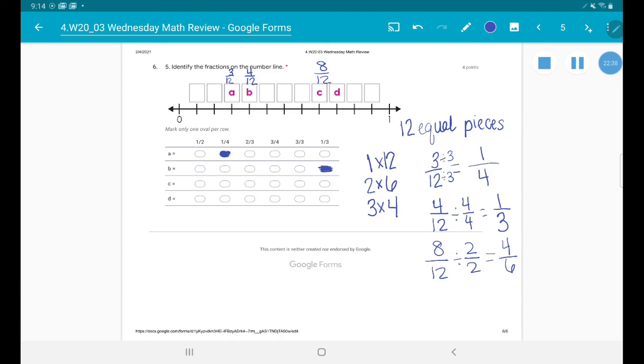Is that one of our answer choices? No. So is there another factor we can divide both of those by? 4. Okay? So let's do 8/12 divided by 4/4. 8 divided by 4 would have to be 2. And 12 divided by 4 is 3. So that's also equal to 2/3. Is that one of our choices? Yes, it is. C is equal to 2/3.